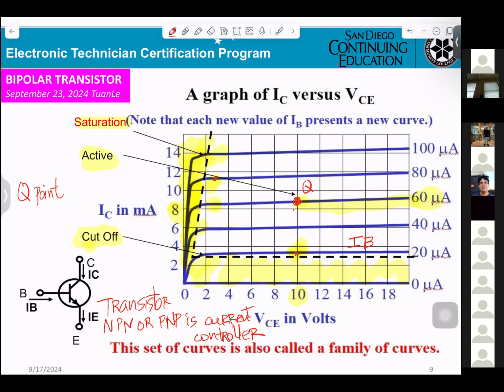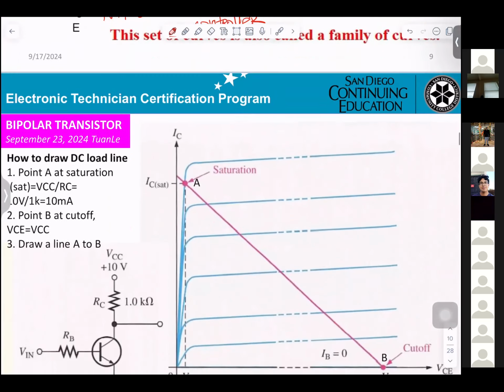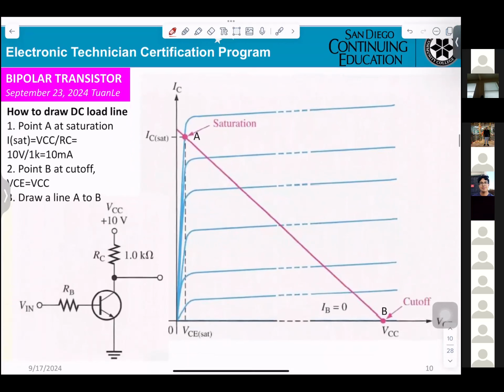Okay? Basically, this set of curves is also called a family of curves. So when you're looking at the graph, you're able to recognize what IB, what IC, what VCE. Now, next, they want to draw the load lines.